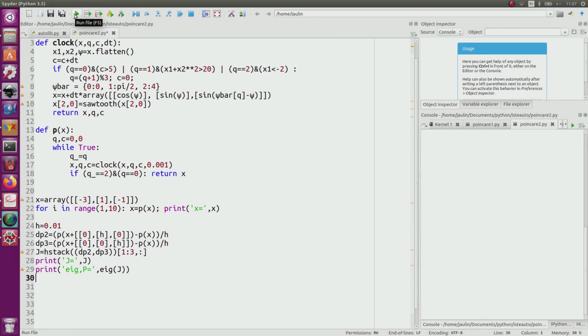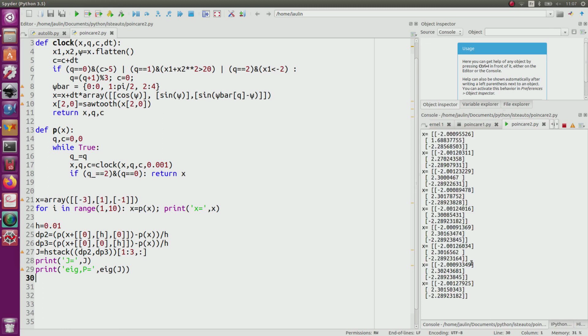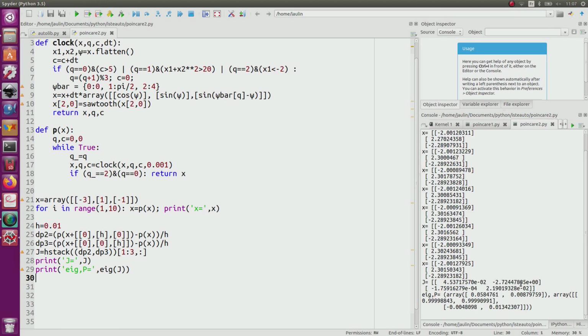I run the program. It computes the fixed point here, the Jacobian matrix, only with respect to the coordinates x2, x3. Here are the eigenvalues, and both have a modulus which is smaller than 1. It means that the Poincaré map is stable. As a consequence, the limit cycle is also stable.